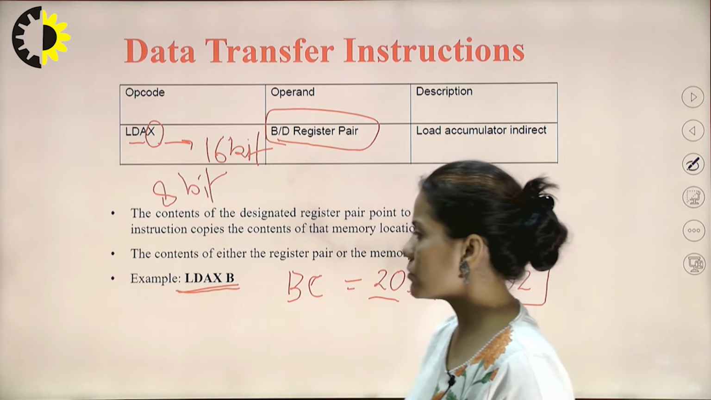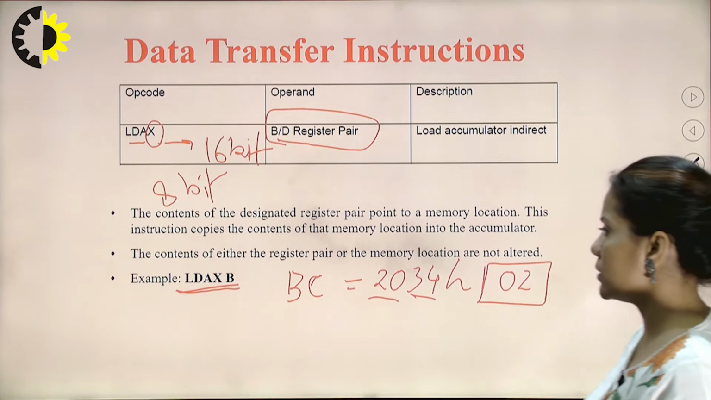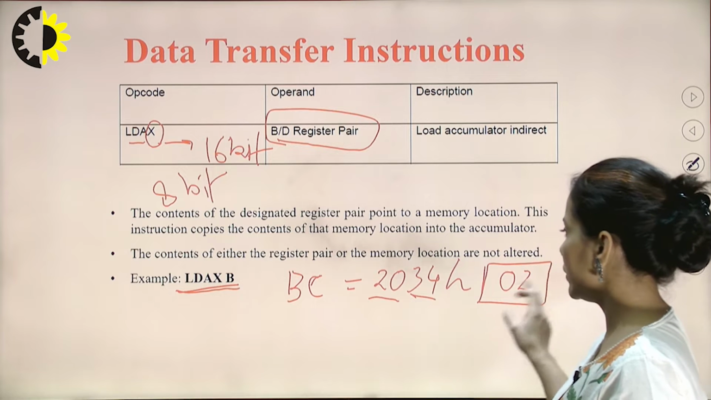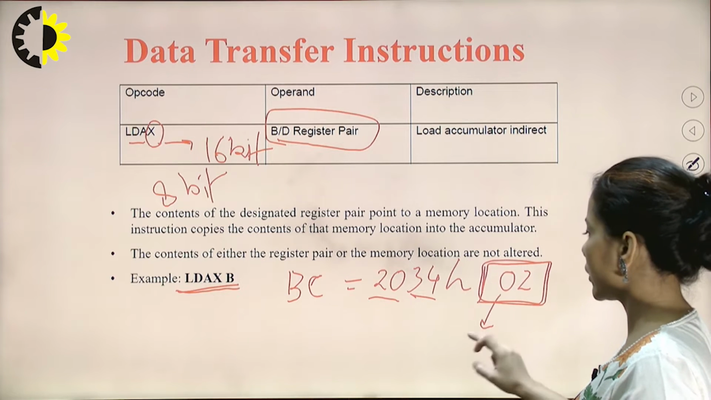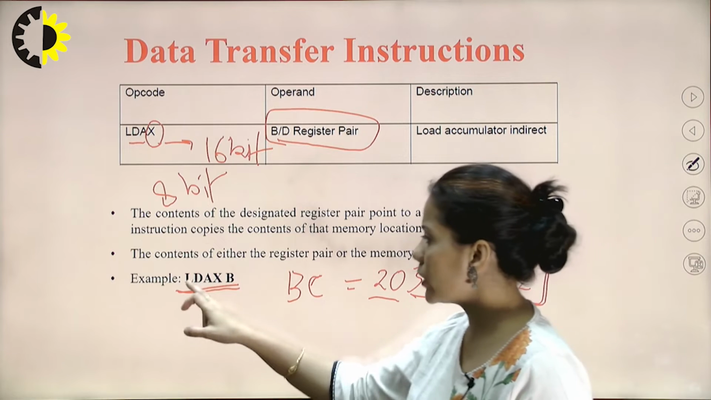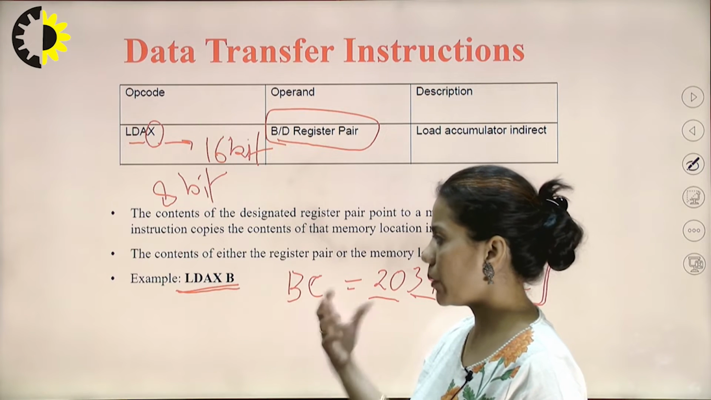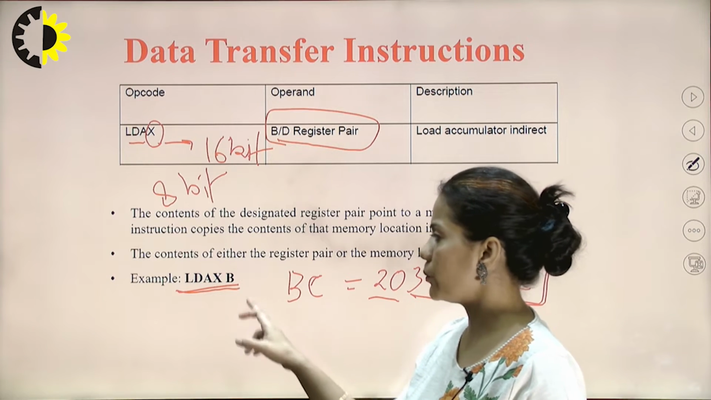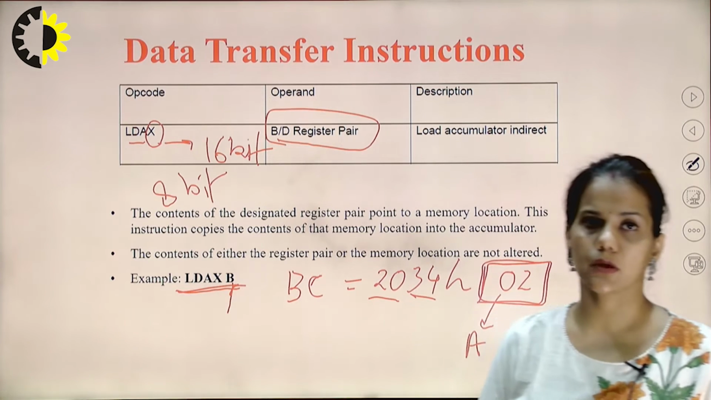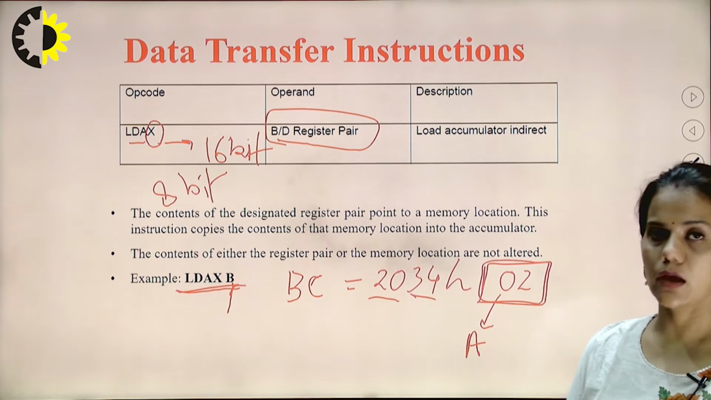So after the execution of this instruction LDAX B, what will happen? This 02 will be loaded into the accumulator. So it will load the accumulator with the contents of the memory location pointed to by this register pair which is mentioned in the operand.